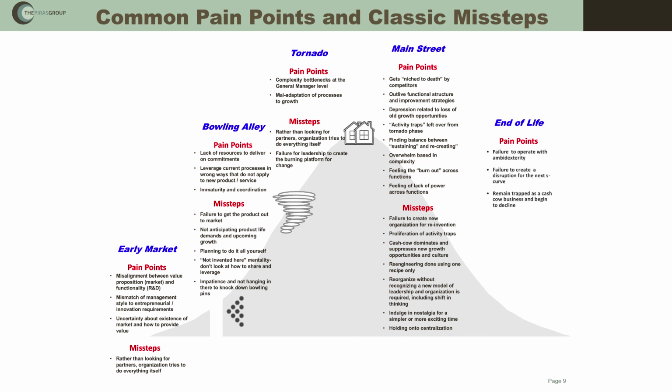And lastly, as the organization moves closer to that end of life, it must begin to operate with greater ambidexterity, okay? Both continue to deliver on the consistent margins of a cash cow business that it's become, while reinventing itself and creating its future before someone else actually beats them to it and gets to that next S-curve before them. So it's a very challenging time for businesses.